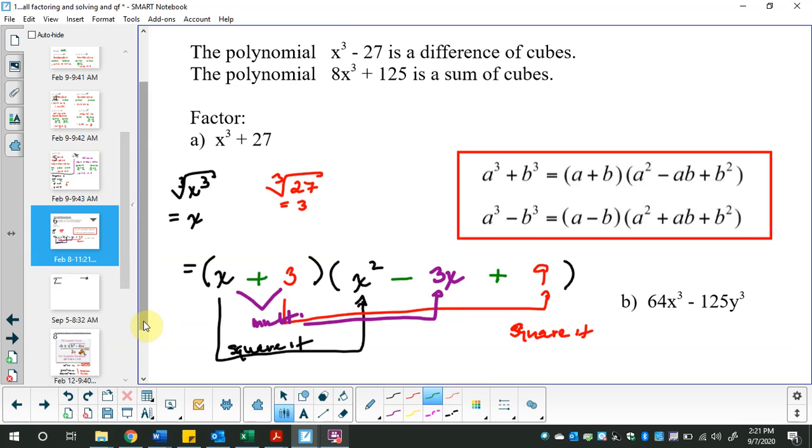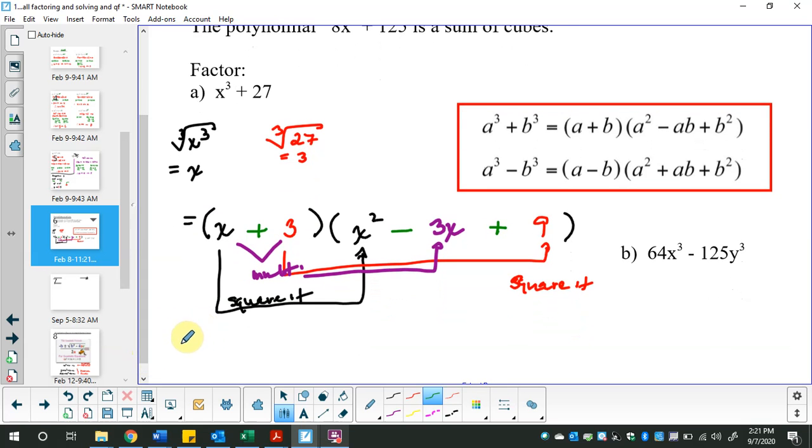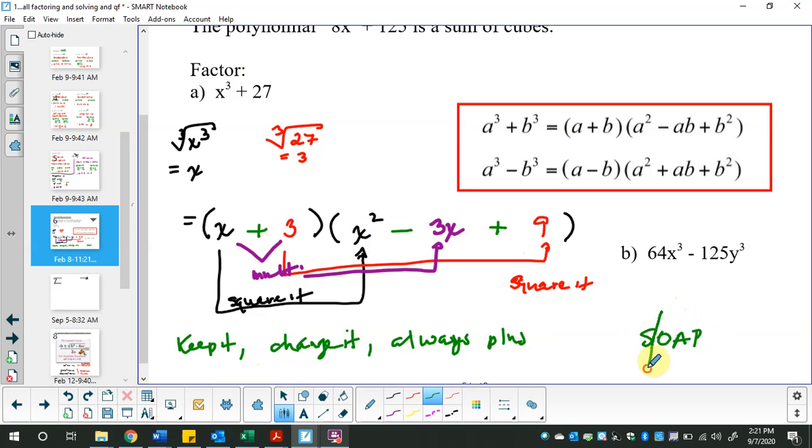Now what I say in my head every single time is keep it, change it, always plus. So you keep it, you change it, then it's always plus. Other people I've seen online use SOAP, so same, opposite, always plus. Your choice.